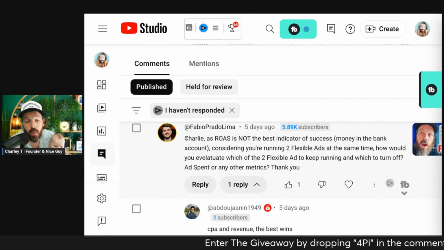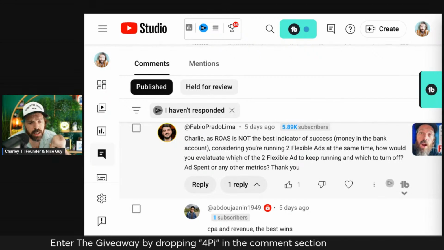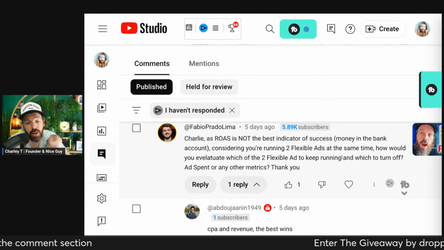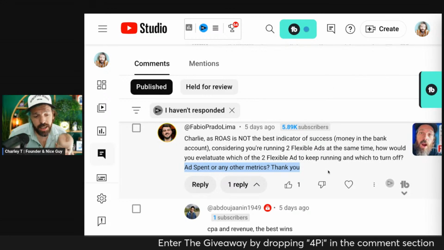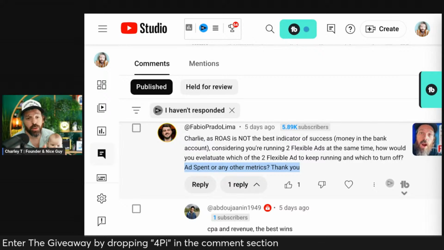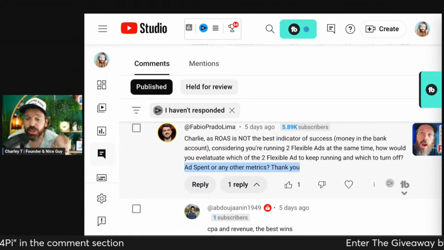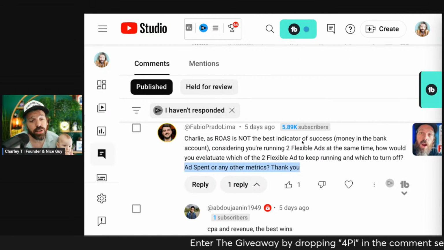Charley says, as ROAS is not the best indicator of success, money in the bank account is, yeah. Considering you're running 2 flexible ads at the same time, how would you evaluate which of the 2 flexible ads to keep running and which to turn off? Ad spend or any other metrics? And somebody else wrote down here, CPA and revenue, the best wins. 100% don't agree with that comment. I appreciate that we're getting some conversations, but that is absolutely unequivocally not the answer that I would give to that question.